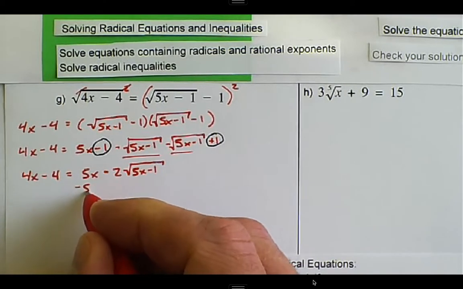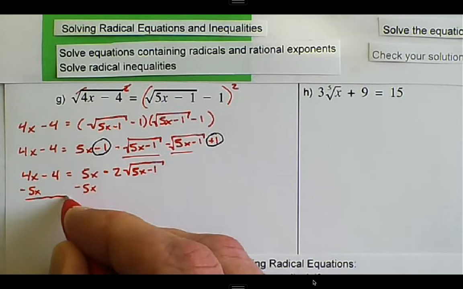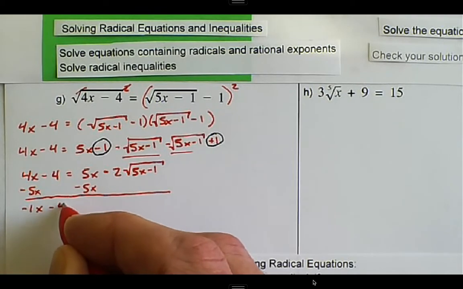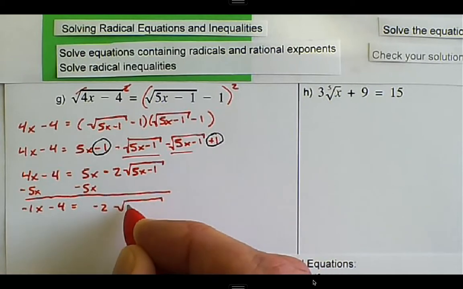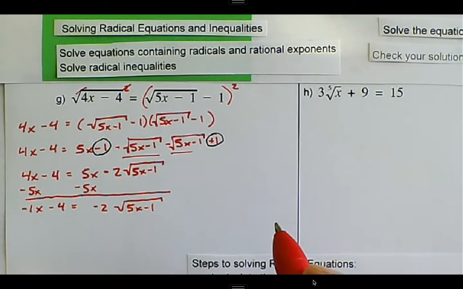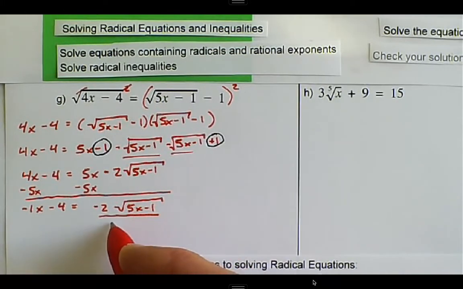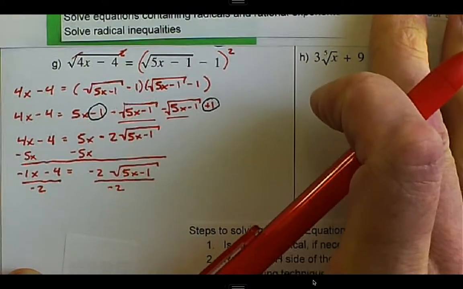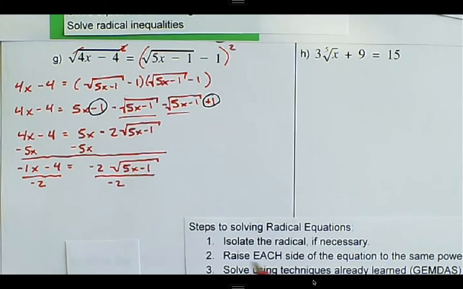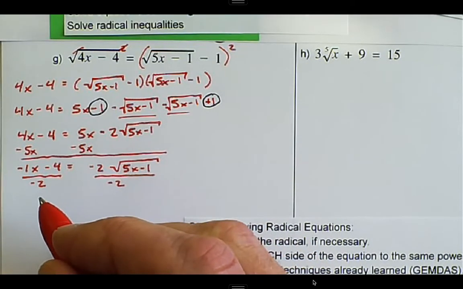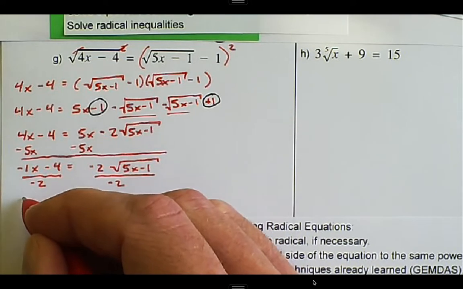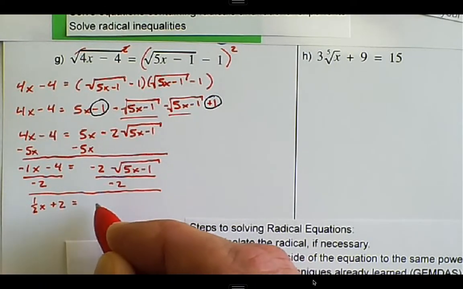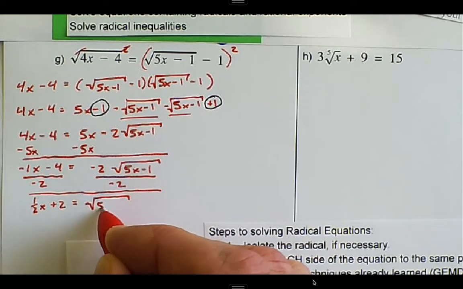The first thing is we have to subtract 5x from both sides. And we get negative x minus 4 is equal to negative 2 square root of 5x minus 1. And then we have to get rid of the 2, so we can divide both sides by negative 2. And we get 1/2 x plus 2 is equal to the square root of 5x minus 1.